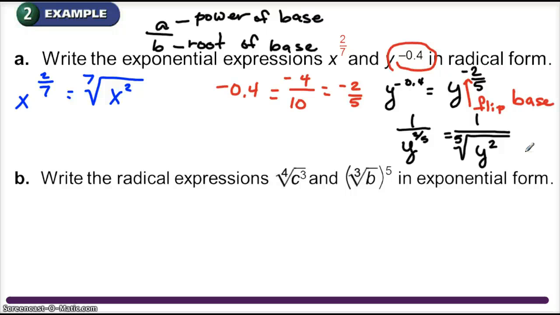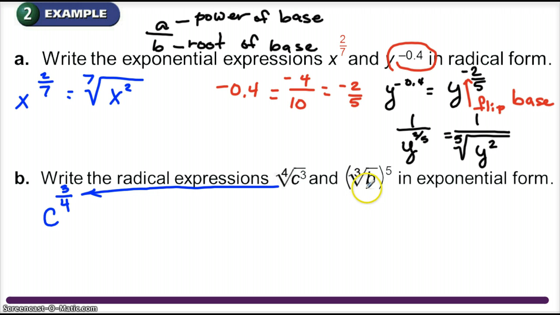Okay, so now taking a look at B, write the radical expressions: fourth root of C to the third, and cubic root of B raised to the fifth power. The first one is easy. We have fourth root, and remember up here, power is numerator, root is in the denominator. So our base is C, and the numerator is the power of the C, so that's 3. And then the denominator is the root, and so that would be 4. So this is C to the 3/4.